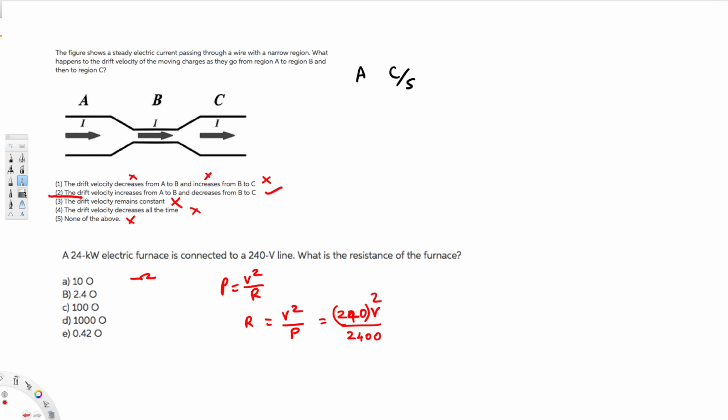Don't worry about units for now. So this is going to be squared, and this is going to be 24,000. So what we can do, we can take one of the 240s and cancel with this square, and that's going to be 1 right here. So this is going to be 240 over 100, and that's equal to 2.4 ohms, and that's going to be the answer. So that matches with answer B, and that's going to be the answer for this question.